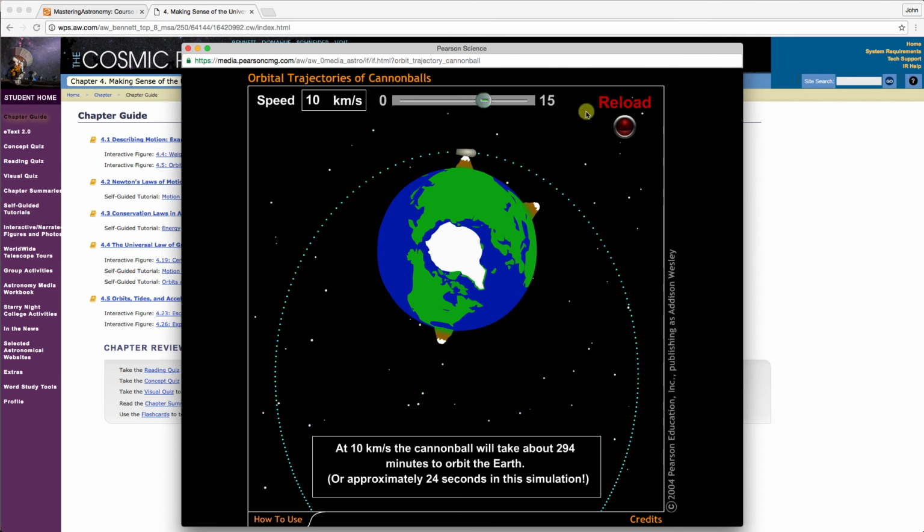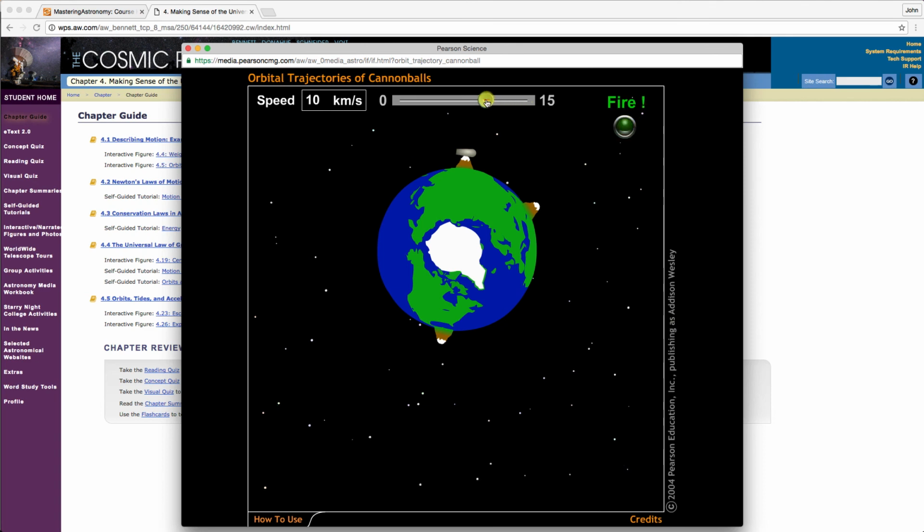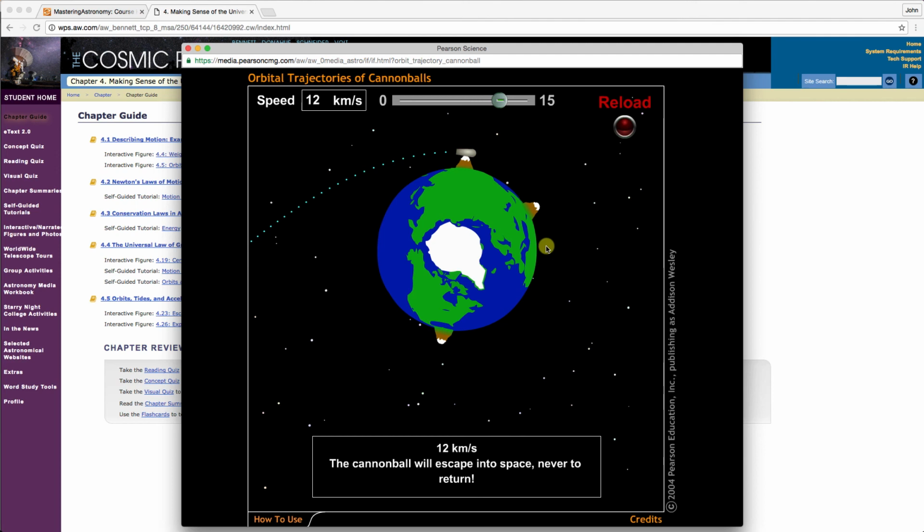And we can continue to, let's reload and go up a little bit more. Let's go to 12 and then fire and see what it says. So we get even further away from the Earth. Aha! 12 kilometers per second says the cannonball will escape into space, never to return again. So for every object, there's something called escape velocity.